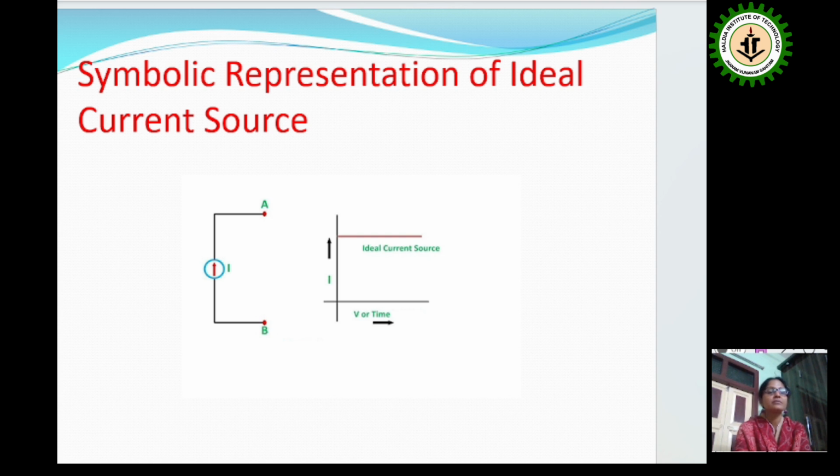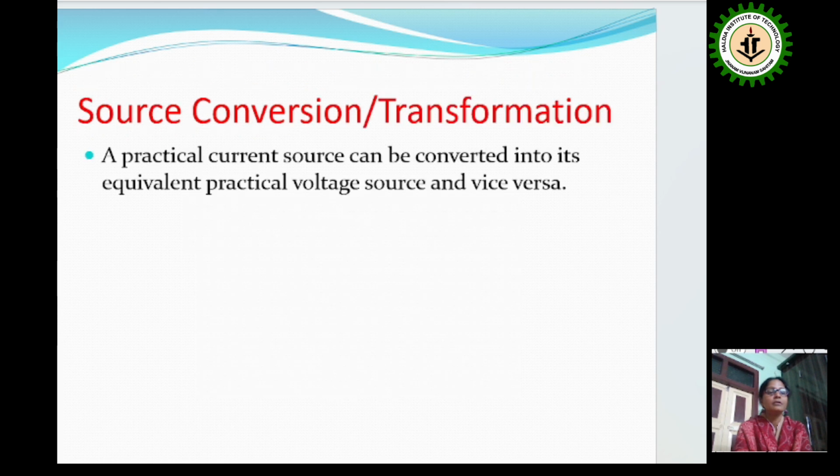Now let us discuss the source conversion or transformation method. A practical current source can be converted into its equivalent practical voltage source and vice versa. We can convert a practical current source to its equivalent practical voltage source. Again, we can convert a practical voltage source into its practical current source.